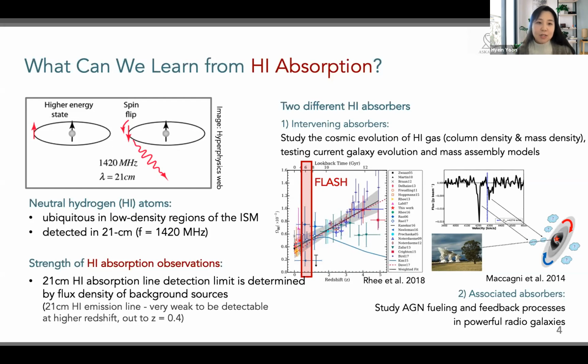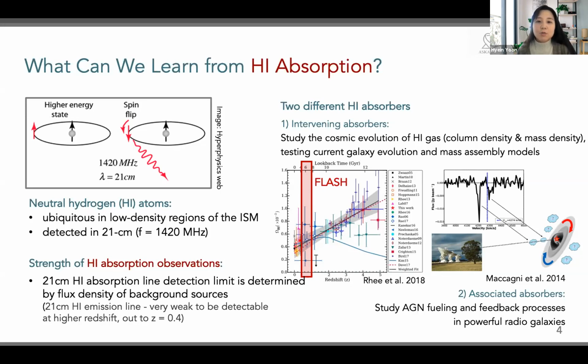But the emission line is too weak to be detected at higher redshift. With the largest telescopes to date, we can only detect H1 emission out to redshift 0.4, and it still requires a huge amount of observing time. So there is a strength of H1 absorption observation in this aspect. If we observe the H1 absorption line, the sensitivity is independent of redshift, and the detection limit is determined only by the flux density of the line-of-sight background sources.